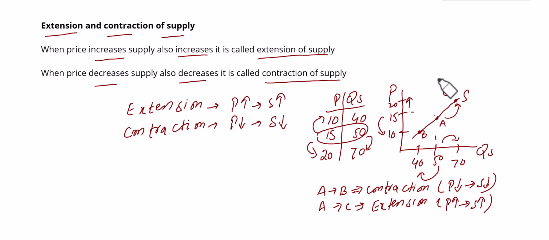And when we have a different supply curve, that is called shifting of the supply curve.